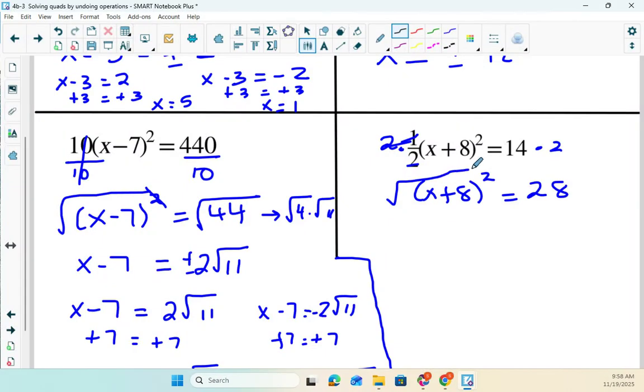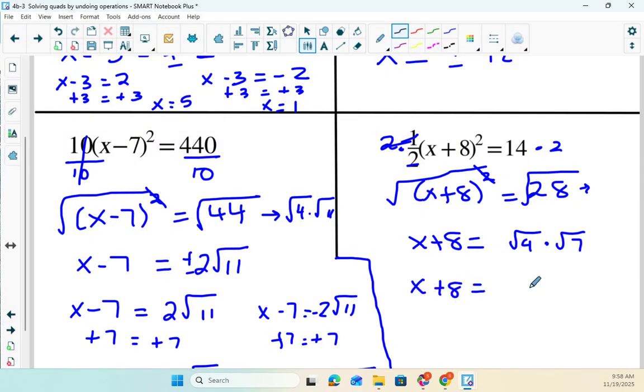We will take the square root of both sides of the equation. That's going to undo the square, and we have x plus 8 is equal to, please simplify, the square root of 28. I can simplify that to the square root of 4 times the square root of 7. 4 is a perfect square, so I have x plus 8 is equal to plus or minus 2 square root of 7. Now we just subtract 8.